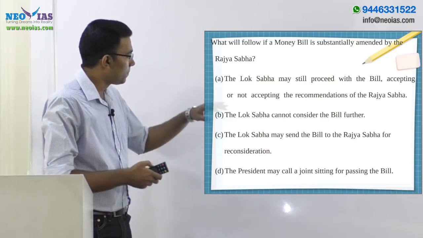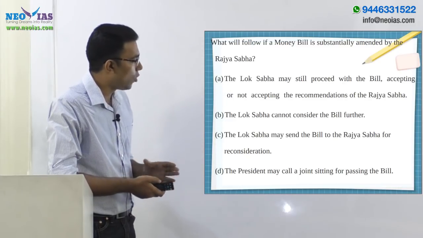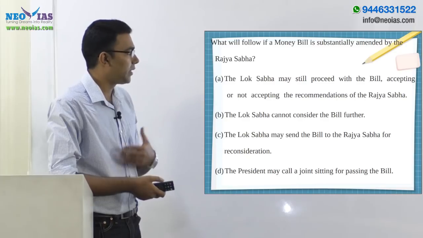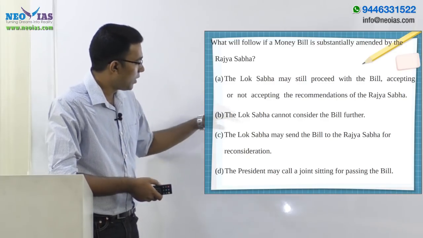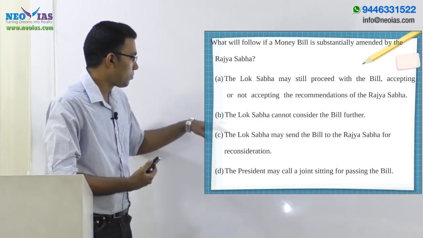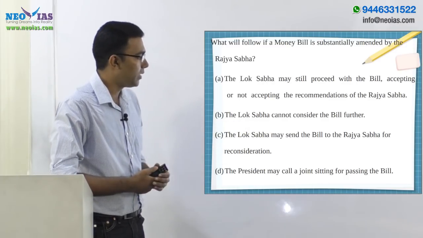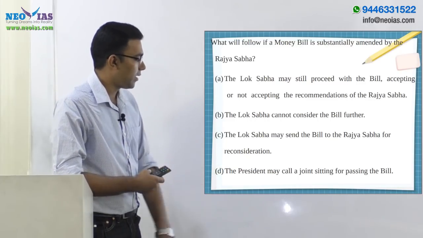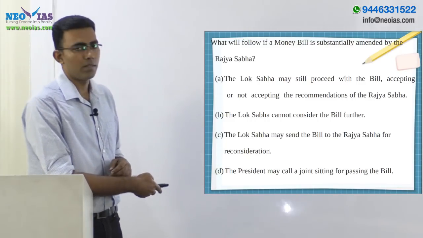So here the options are: A, the Lok Sabha may still proceed with the bill accepting or not accepting the recommendations of Rajya Sabha. B, the Lok Sabha cannot consider the bill further. C, the Lok Sabha may send the bill to the Rajya Sabha for reconsideration. And D, the President may call for a joint sitting for passing the bill.